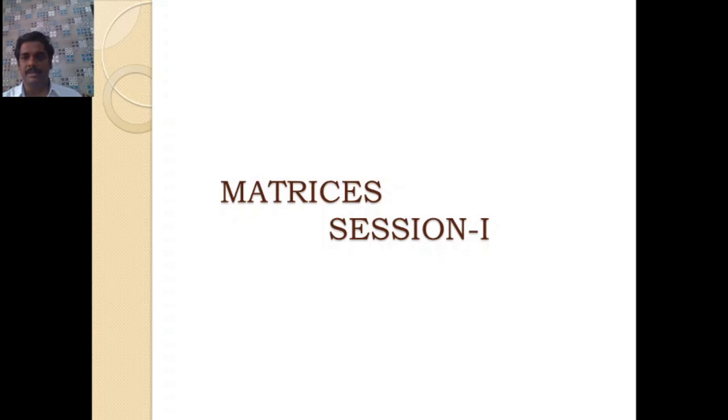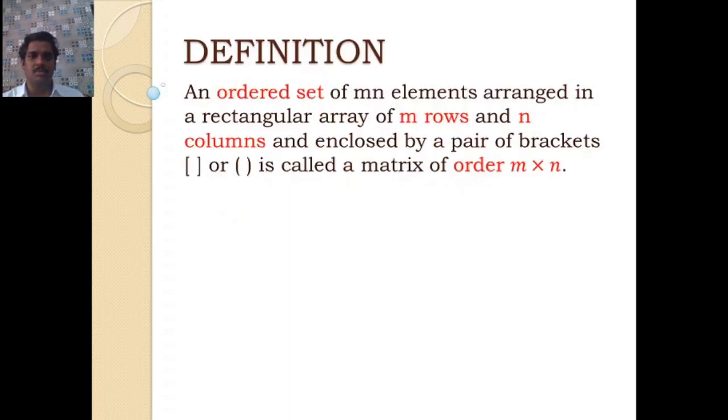So in this topic, I'll talk about, first of all, the definition of a matrix. An ordered set of m into n elements arranged in a rectangular array of m rows and n columns and enclosed by a pair of brackets. Square brackets or parentheses can be used. It is called a matrix of order m by n.